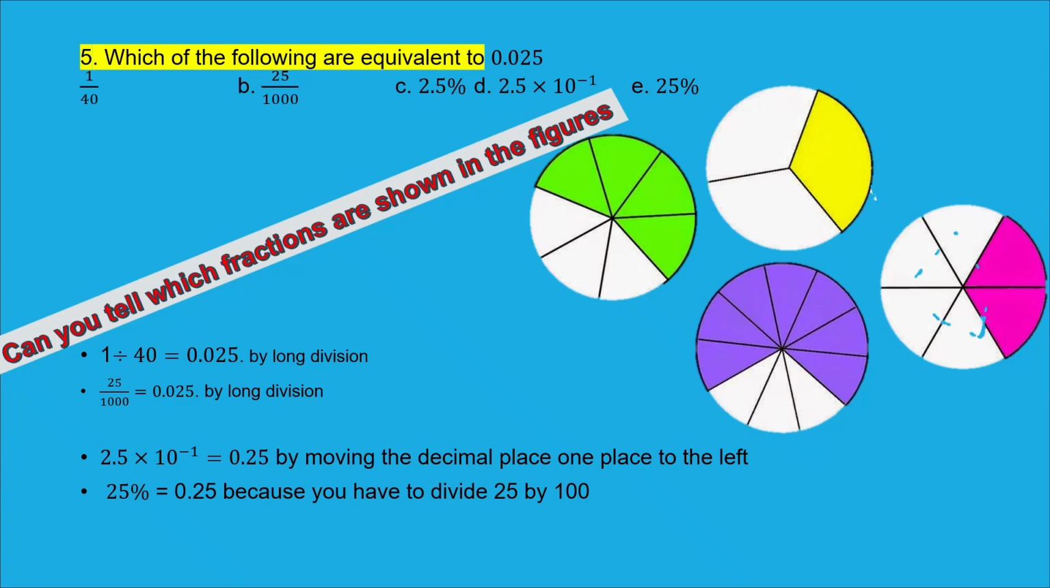They're just showing different fractions, but the equivalence of 0.025 from those numbers, we have 1 over 40, that is equivalent, use long division. Then 25 over 1000 is still equivalent because you use long division, and you arrive at 0.025. 2.5 times 10 power negative 1 is not equivalent because it cannot equate to 0.025, and 25% is also still not equivalent because you divide by 100 and that gives 0.25, which is not equivalent to the requirement.